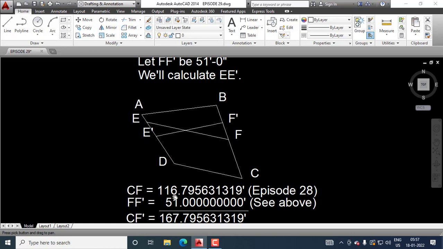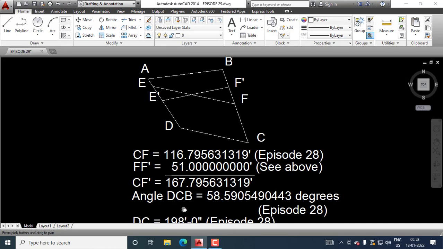CF is 116.795,631,319 feet. We got this figure from episode 28 because we are considering the same field as in episode 28. We just measured FF dash, 51 feet. If we add this figure and this figure, we get CF dash. So CF dash is equal to 167.795,631,319 feet.